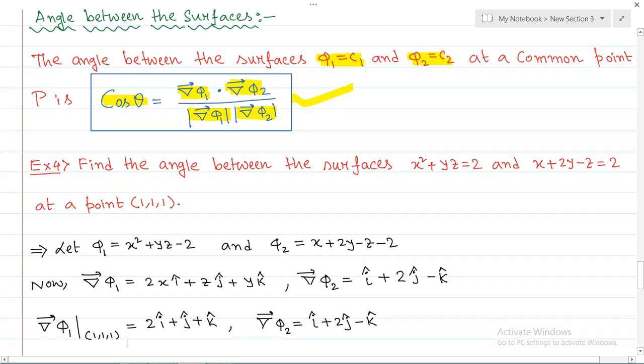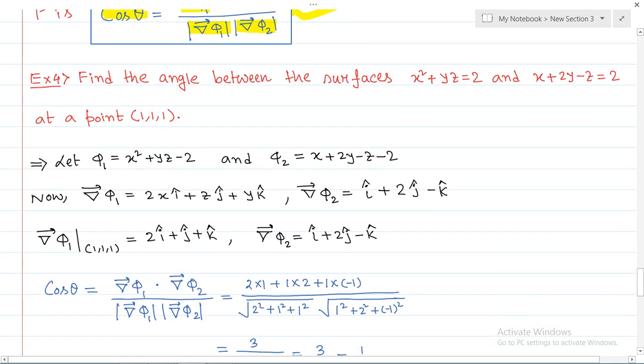We have to find the angle between the surfaces x² + yz = 2 and x + 2y - z = 2 at a particular point (1, 1, 1). From the formula I just showed you, we are having two surfaces, phi 1 equals x² + yz - 2 and phi 2 equals x + 2y - z - 2. We have to calculate grad of phi 1 and grad of phi 2. So grad of phi 1 will come 2x i cap plus z j cap plus y k cap, and grad of phi 2 is coming i cap plus 2j cap minus k cap.